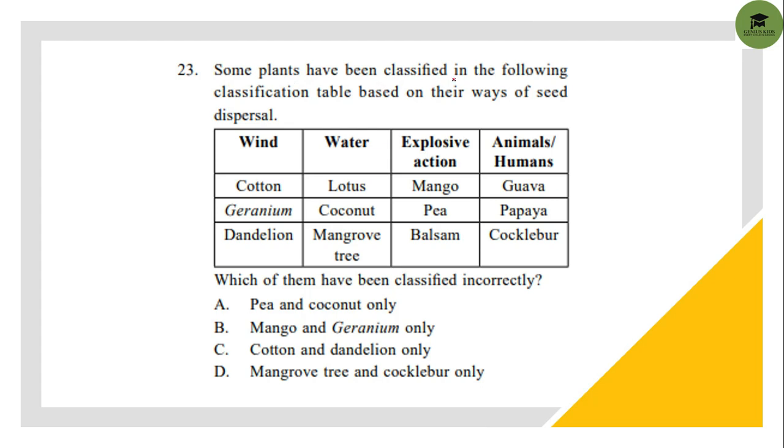Some plants have been classified in the following classification table based on their ways of seed dispersal: wind, water, explosive action, animals or humans. There are four ways of seed dispersal, and there are some answers given. Which have been classified incorrectly? If you see here, the mango and geranium have actually been classified incorrectly, because mango will be dispersed by animals or humans, and geranium by explosive action. So mango and geranium, option B is your correct answer.